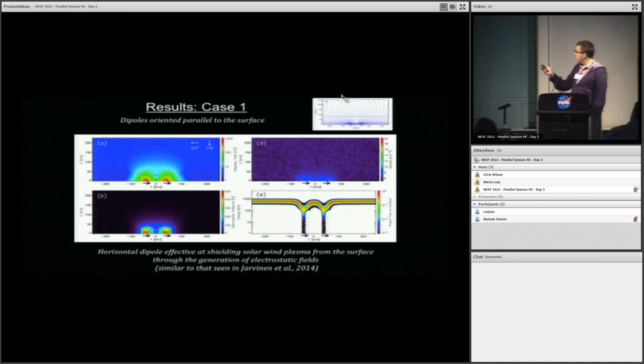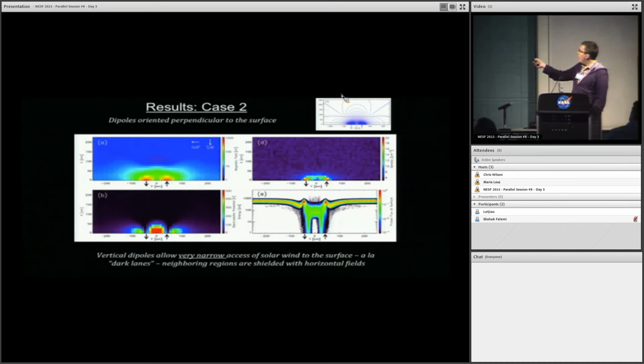Now, if we move from case 1 on to case 2, where I've reoriented the dipoles to be anti-aligned vertical, I again have the magnetic field, the proton density, the electrostatic field strength, and then the proton flux at the surface. We again see these two lobes in the magnetic field. I have a somewhat stronger density enhancement. There's a little bit more complicated shape here.